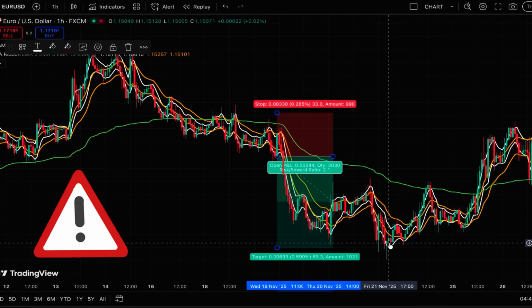Please pay attention that although this trading strategy is very accurate, it doesn't mean you will not encounter false signals. No, this is not possible in reality. There is no trading strategy with 100% win rate. Losing positions are always part of the game, and you need to manage your risk properly.